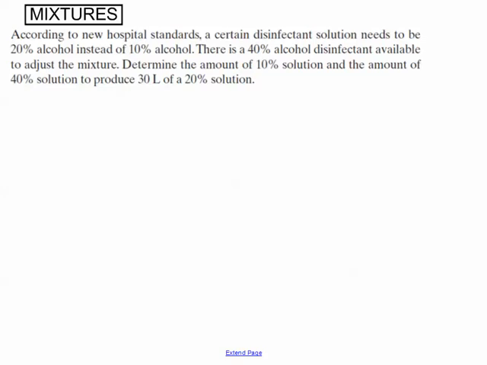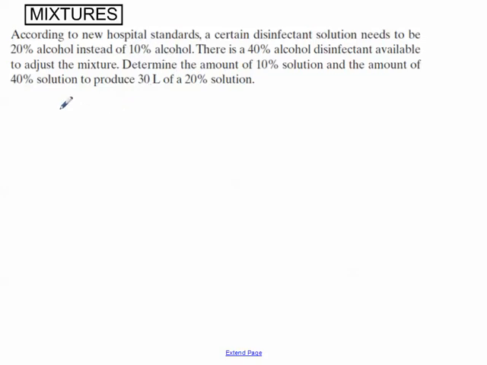So we need to determine the amount of 10% solution and the amount of 40% solution to produce 30 liters of a 20% solution. Sounds like a lot of stuff out there, but we really have to think about a couple different things. I guess this is the way I would think about it first. I would say, let's see, what do we have? What are we going to add to it to get what? So we already have a 10% alcohol solution, right?